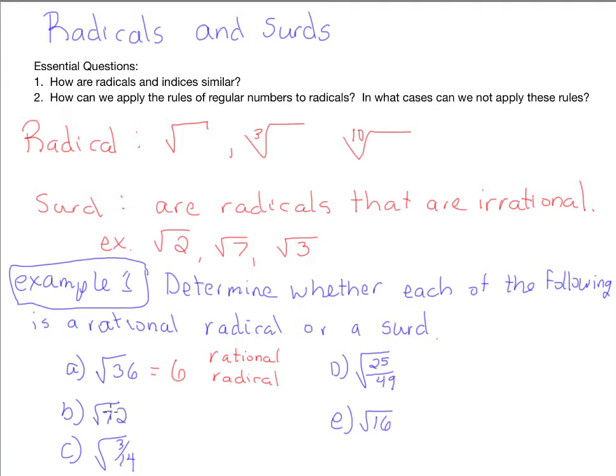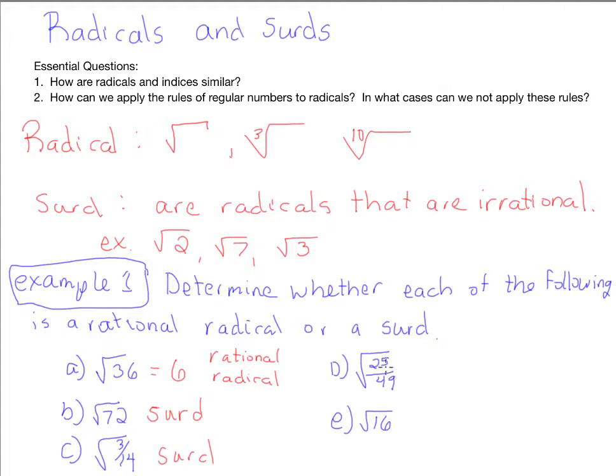Now let's look at example B, the square root of 72. That is not a perfect square, so I have leftover things and we have decimals, which makes this an example of a surd. For part C, neither the square root of 3 nor the square root of 14 are perfect square roots, so that means that C is a surd.